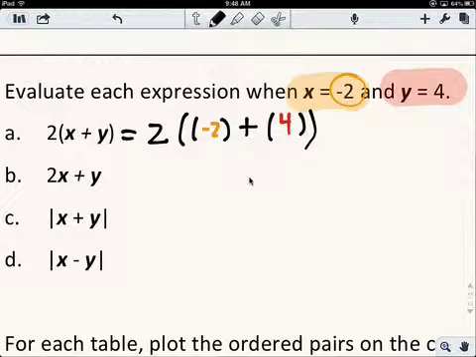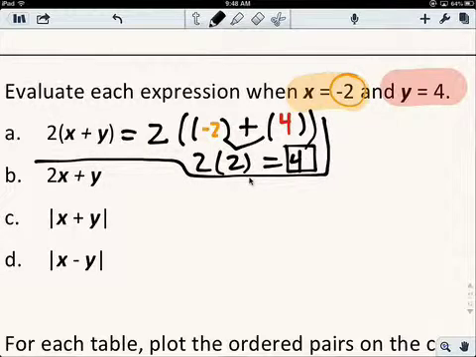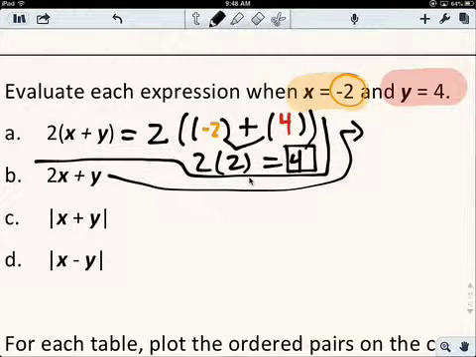Okay, so I have 2 times -2 plus 4, then I just use my order of operations. -2 plus 4 is +2, times 2 equals 4. First one's down. All right, and I'm going to draw a little line here to keep my work organized. Let's do this one right here so we don't run out of space.